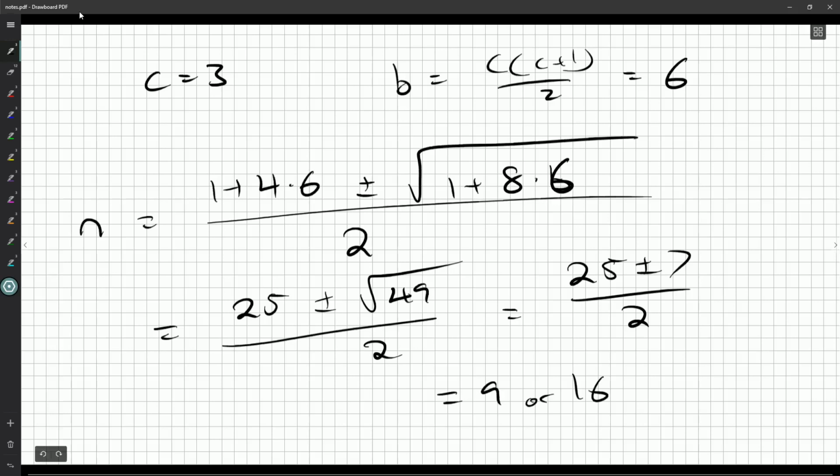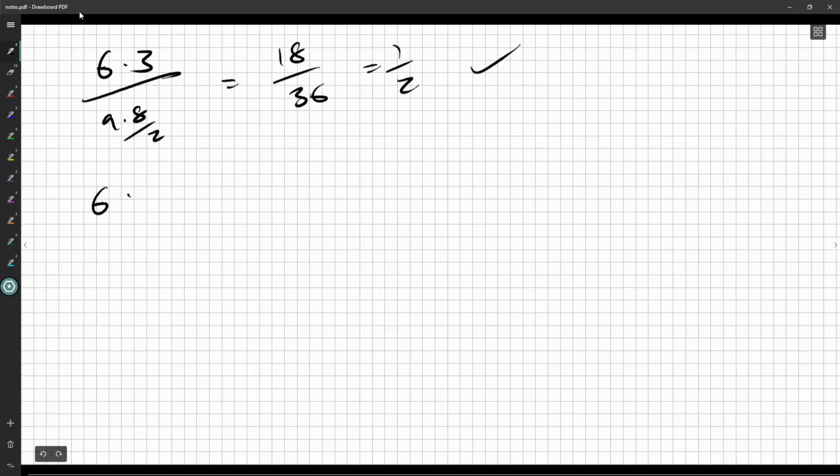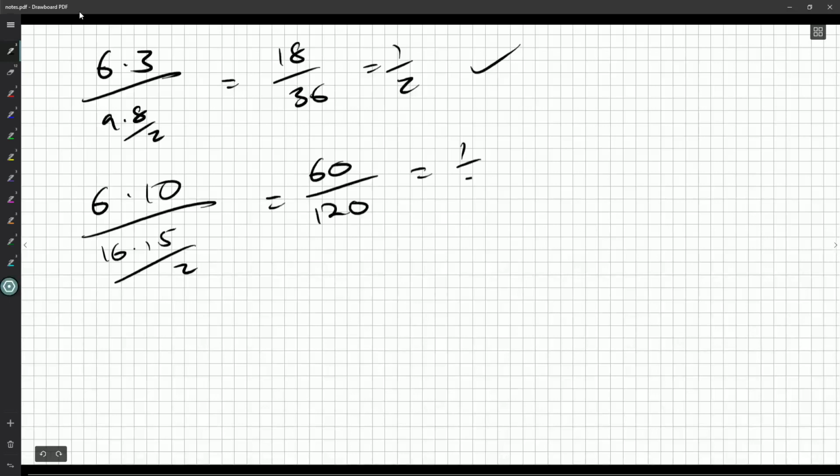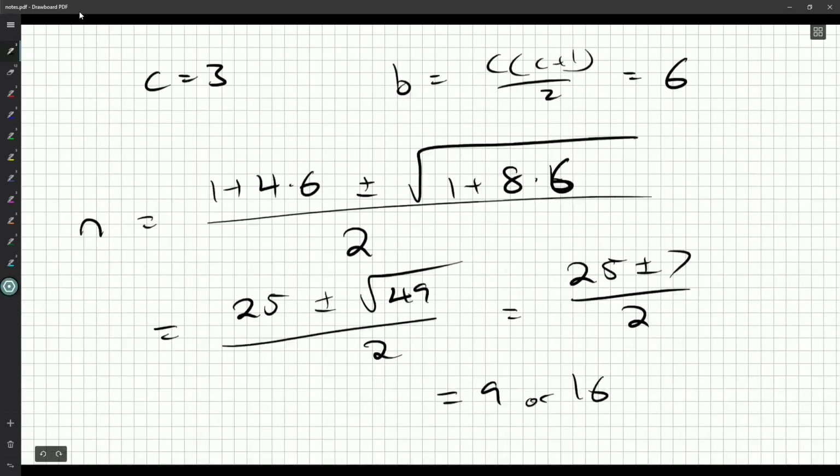What if we have 9? So 6 times 3 out of 9 times 8 over 2. That's 18 out of 36. Hey, that's equal to a half. 6 times 10 out of 16 times 15 over 2. That would be 60 over 120. That's equal to a half. Great. Alright, so I understand how the b's are put together and therefore the n's are put together.